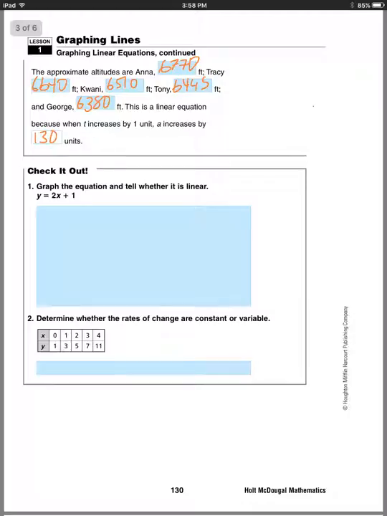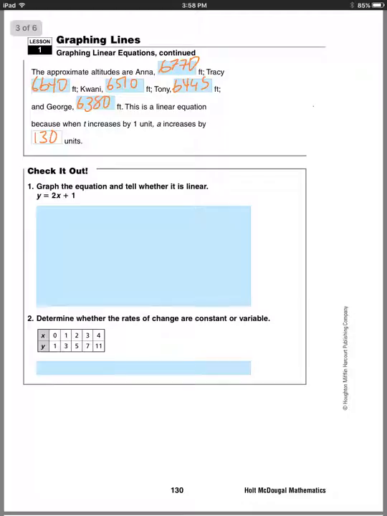So, if you're wondering where I got the fact that it was Anna, Tracy, and all those times, there is a table right by the word problem that tells you the skier's name and how long they had been on it. Okay? And then I just looked at my table that we had worked out on the previous page. Anna was 4 minutes, so I went to 4 minutes and went over to my altitude and saw that when Anna was at 4 minutes, she had gotten to 6,770 feet.